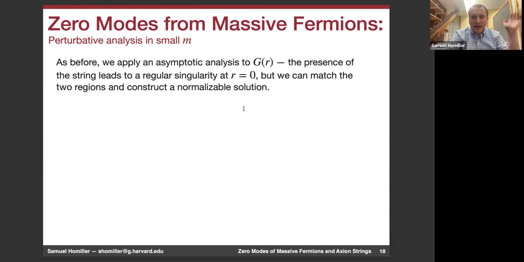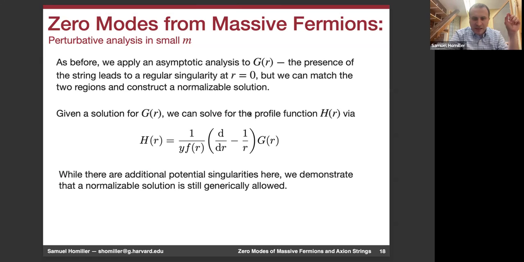And now I'm going to do the same game. I apply some asymptotic analysis to these two profiles, G and H. All of the details are in our paper; I'm not going to bore you with pages and pages of equations. But essentially what happens is the string leads to a regular singularity as you approach the origin. So again I have this interesting singularity, but I can match the two regions, and again I can construct a normalizable solution. Essentially the story goes through exactly the same way as it did for the massless case. So I can construct this normalizable profile solution for G.